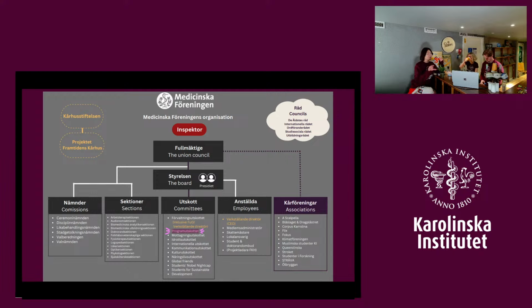Here on this presentation, you'll see a brief layout of the hierarchy within the union. We have the inspector at the top, and then we have the union council and the official student elected board. Under that are commissions, sections, committees, employees, and also associations. So basically, a lot of the subtitles are run by students. In particular, the sections, there's 12 in total that I know of, and they each represent a different academic program that is offered here at KI.